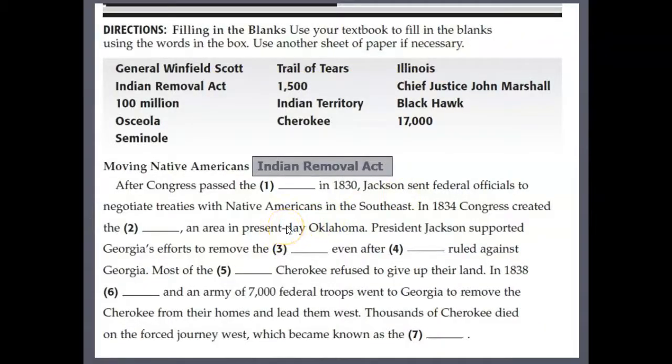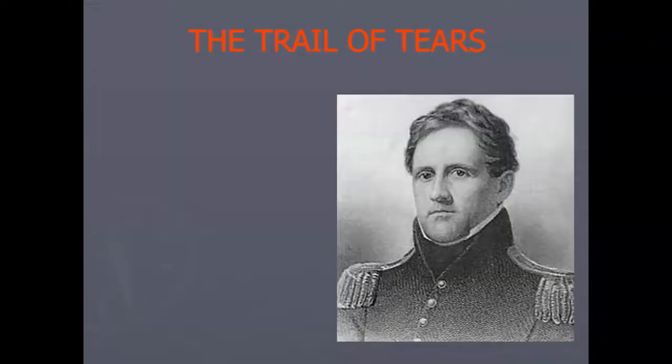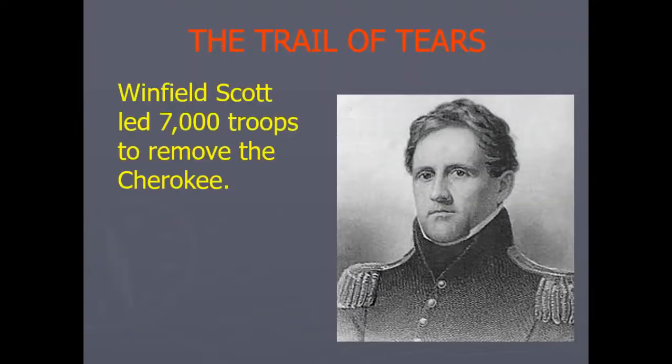So getting back to this, we'll go on further and talk about Jackson and what he does to basically move the 17,000 Cherokee that did not go quickly and leave their land. So the number 6 one is General Winfield Scott and an army of 7,000 troops go into Georgia and forcibly remove the Cherokee from their land. So here is a picture of General Winfield Scott and the number of troops that he's going to be leading, and that is what his job is going to be, to remove the Cherokee on what will become known as the Trail of Tears.